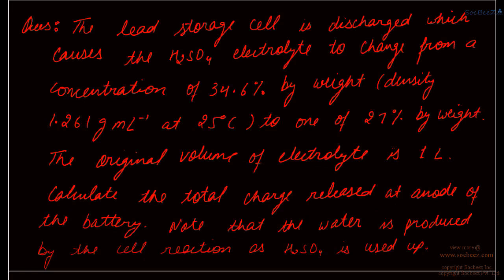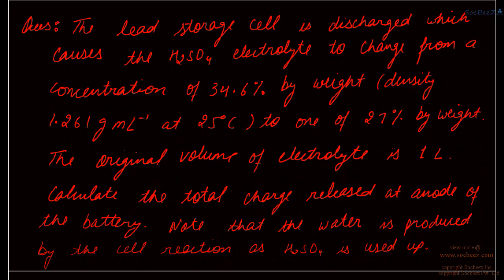Okay, so let's discuss another question. The question says that the lead storage cell is discharged, which causes the H2SO4 electrolyte to change from a concentration of 34.6% by weight to one of 27% by weight. Now the original volume of electrolyte is 1 liter. Calculate the total charge released at anode of the battery.